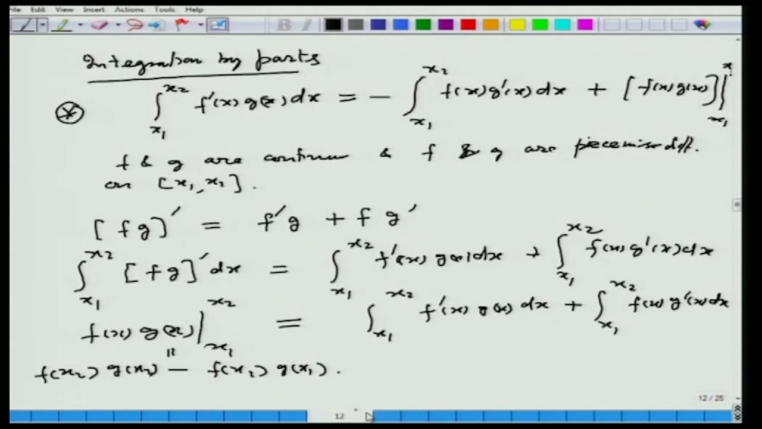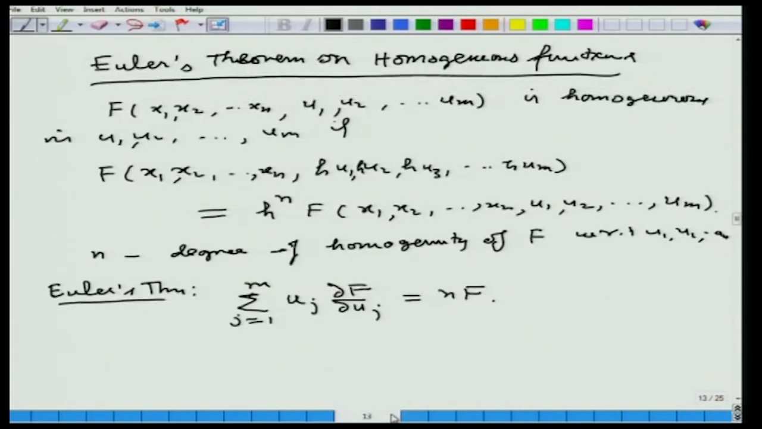And then another concept, integration by parts, was discussed, where we use the fact that (fg)' is f'g plus fg', and then integrating it over the interval x1 to x2 gives us this integration by parts formula, which will be very useful in our analysis.